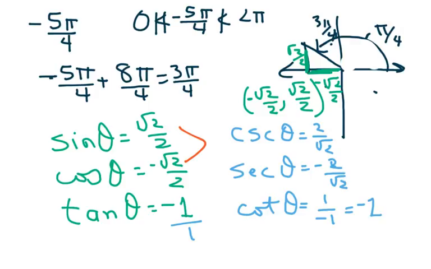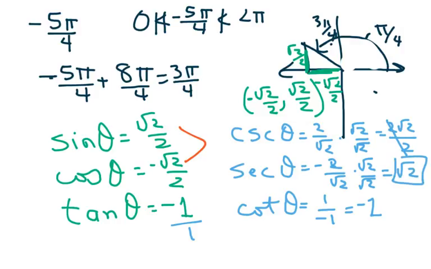We have to rationalize here. That's if your teacher wants you to rationalize. I do. It's just good algebra practice. This gives you 2 root 2 over 2. The 2's cancel. So our secant of theta and cosecant of theta is root 2.